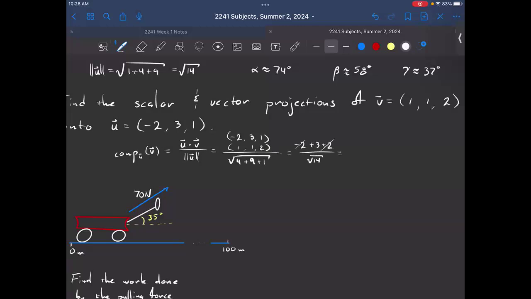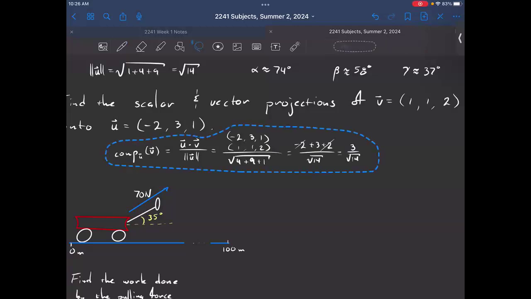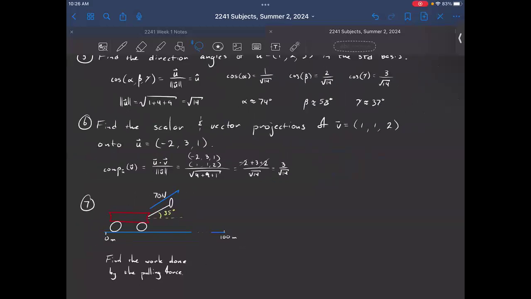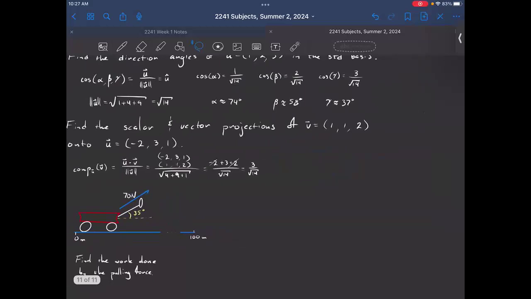All right. So notice that that is a number. When we do the scalar projection of a vector onto another, we are supposed to get out a number at the end. And so we did, and that means we're good here. Let me move this and give us a little more space for the vector projection next.